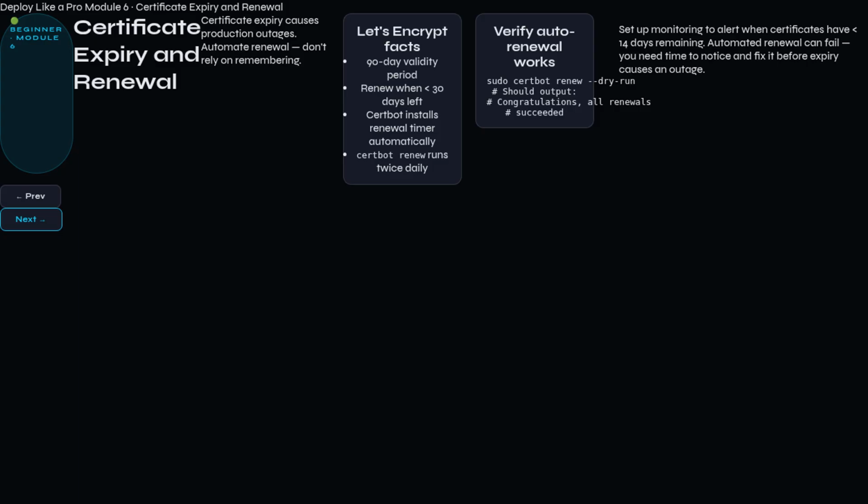How to automate renewal? Certbot installs a systemd timer or cron job during installation. The timer runs twice daily. certbot renew. This command checks all your certificates, and if any will expire within 30 days, it renews them automatically. You don't need to do anything manually for renewal after initial setup.